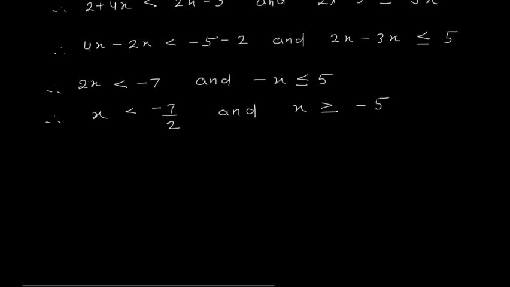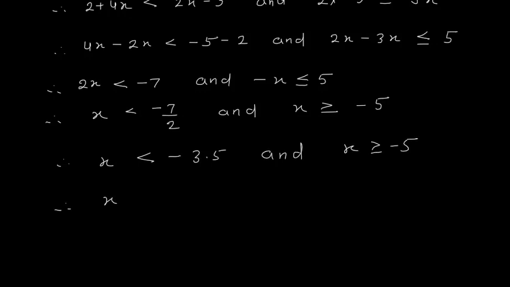So therefore x is less than minus 3.5 and x is greater than or equal to minus 5. So all the possible integers between minus 5 and minus 3.5 are minus 5 and minus 4. You cannot take minus 3. Yes, so these are the two possible integers.